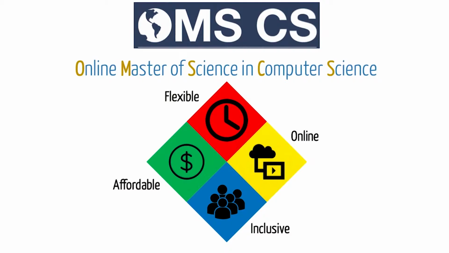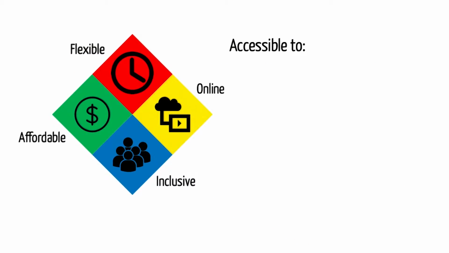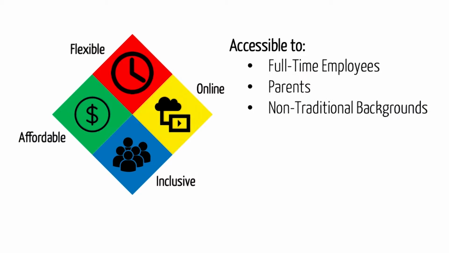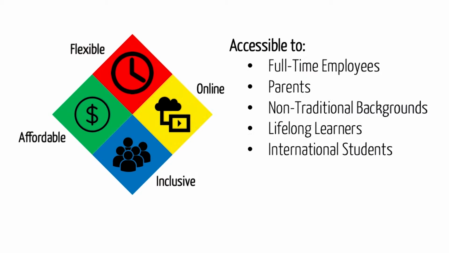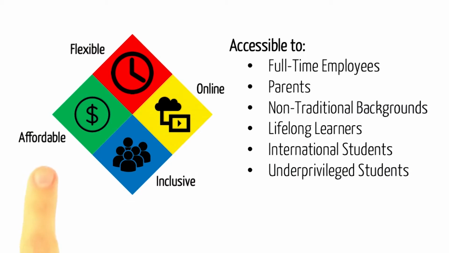The combination of these four features radically increases the program's accessibility to a variety of audiences, including full-time employees, parents with children that they can't move to Atlanta for two years, people with non-traditional backgrounds who probably wouldn't be in the top 10% of applicants in a given year, lifelong learners who really just love to learn but can't spend $20,000 just to pursue what's a personal passion for them, international students who don't have the means or ability to relocate to Atlanta, and underprivileged students who might not be able to afford a traditional master's degree or might not be able to leave their current life situation.